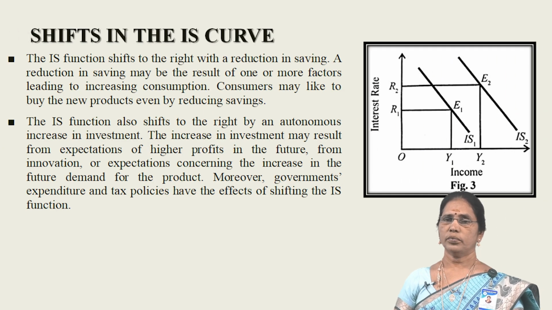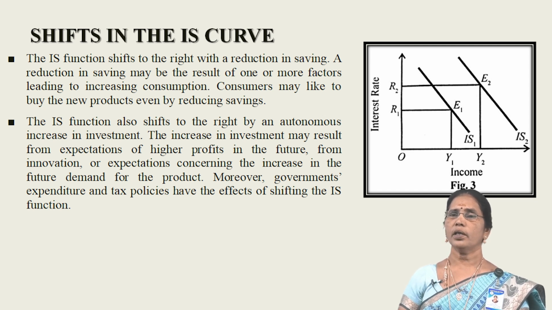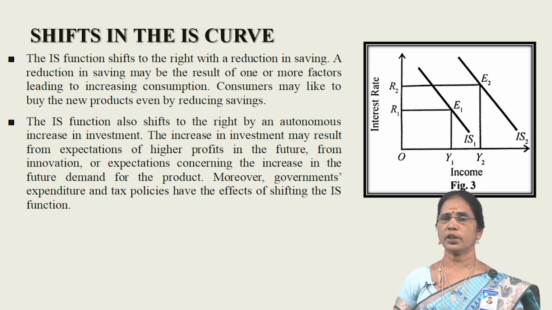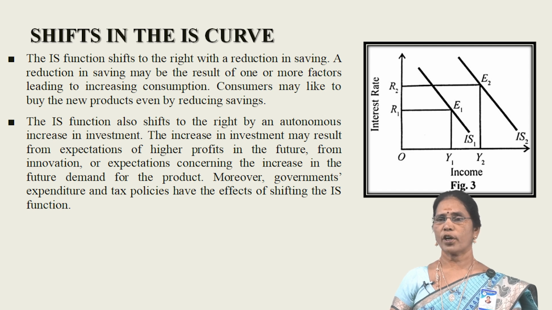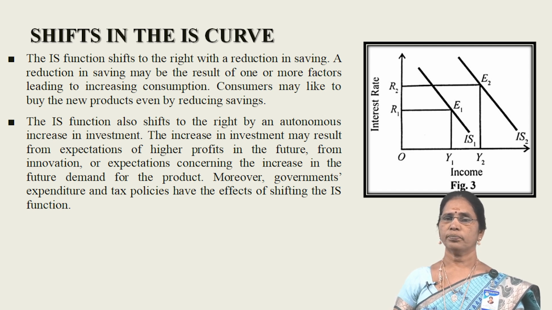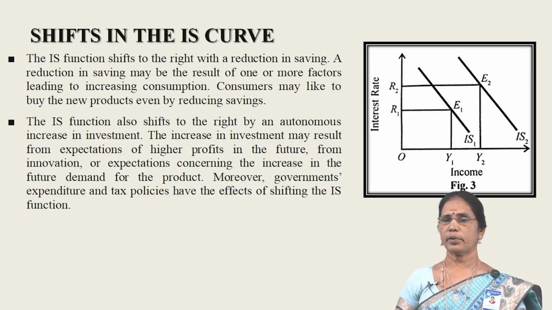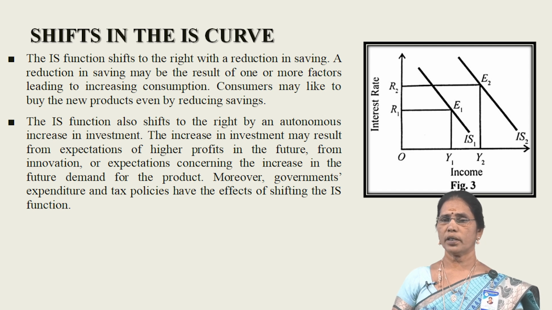Shift of the IS curve. The IS function shifts to the right with a reduction in savings. A reduction in savings may be the result of one or more factors leading to increasing consumption. Consumers may like to buy new products even by reducing savings. The IS function also shifts to the right by an autonomous increase in investment. The increase in investment may result from the expectation of higher profits in the future.